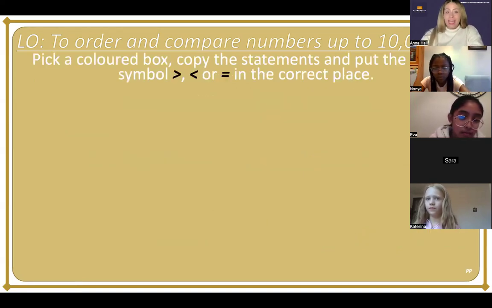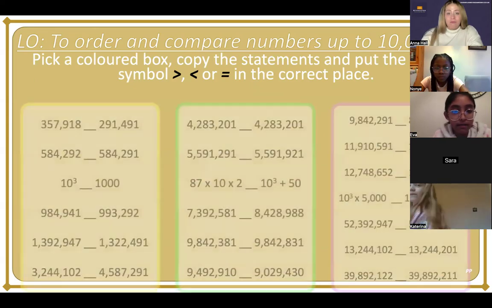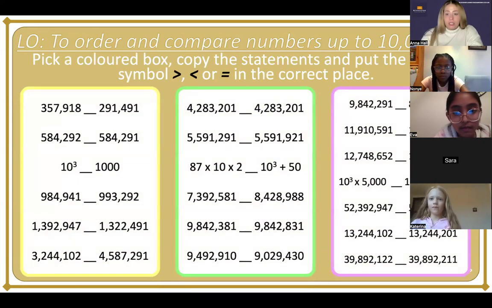Okay, so again, you're going to pick a coloured box, copy the statements, and put the correct symbol in the correct place. So if you have a look, in this box here, we have the to the power of symbols. So this is cubed and this is squared. If you can do that, then definitely have a go.